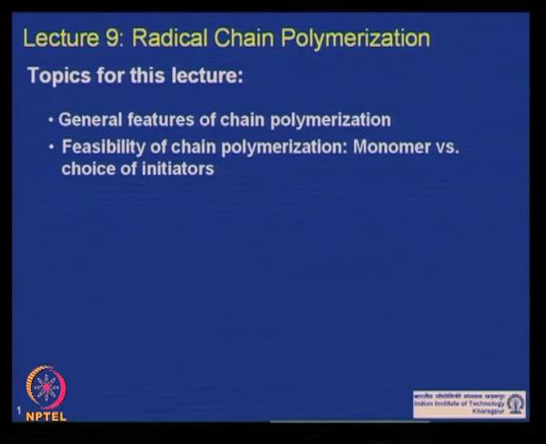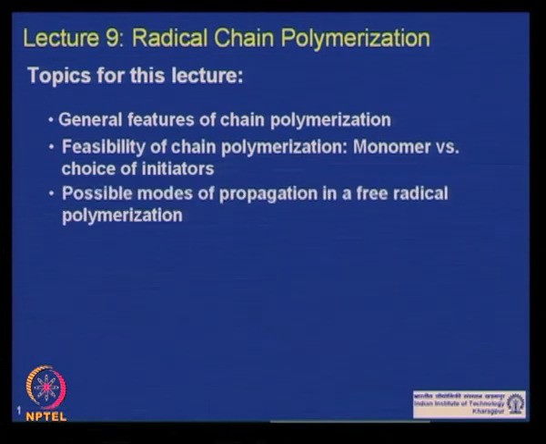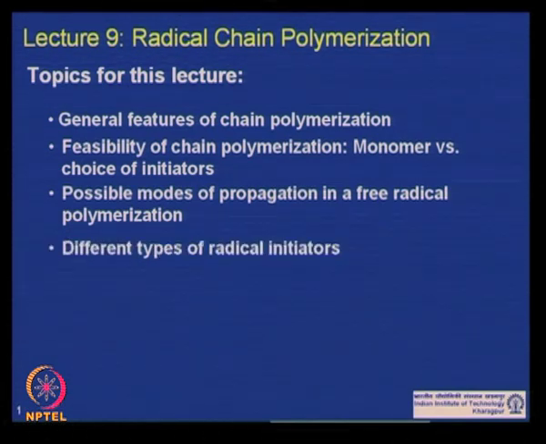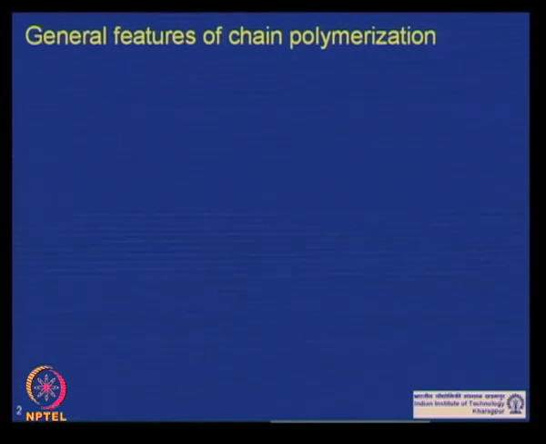In this lecture, we are going to cover general features of chain polymerization, which we will basically revisit from our introduction lecture. Then we will talk about the feasibility of chain polymerization, how the structure of monomers determines which type of initiator we should choose, different modes of propagation of a free radical polymerization, different types of initiator, and initiator efficiency. Now, let us revisit the discussion we had on chain polymerization in the first two lectures during the introduction.